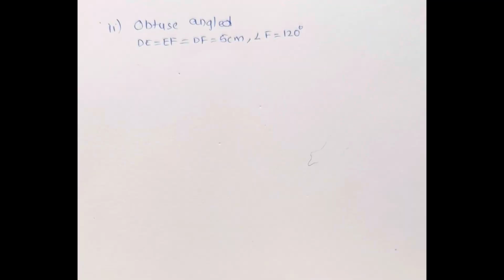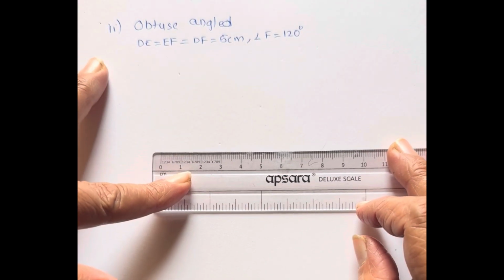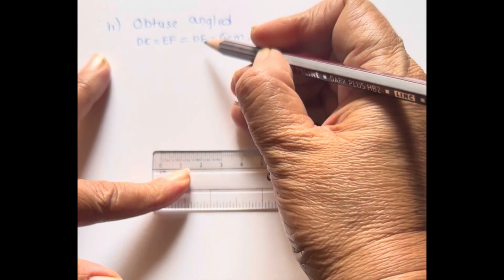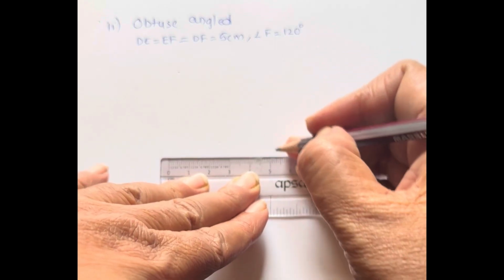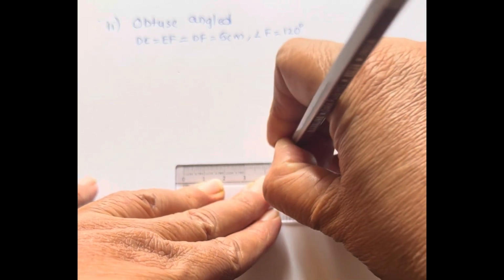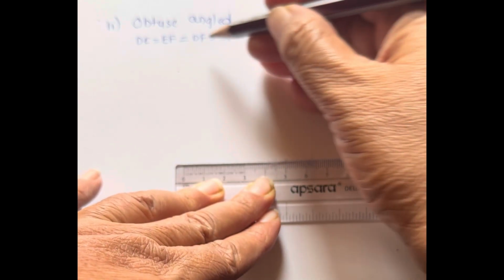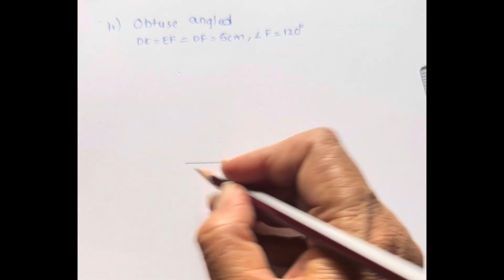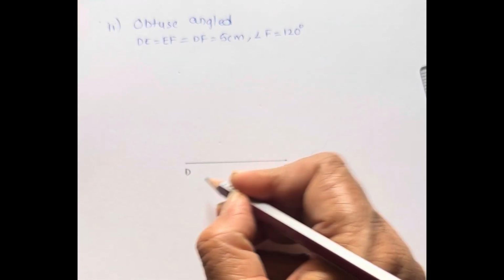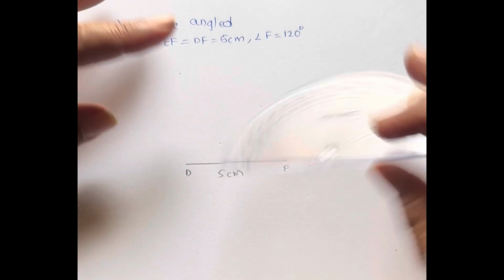Now we try to draw an obtuse angle equilateral triangle. Okay. So here we have taken the measurement DE is equal to EF is equal to DF is equal to 5 centimeter. It has to be an equilateral triangle, so all sides are equal. So we take DF and one angle we have taken as 120 degree, angle F. For angle F, we take DF as a base, which is 5 centimeter, right? Now at point F, we draw 120 degree.